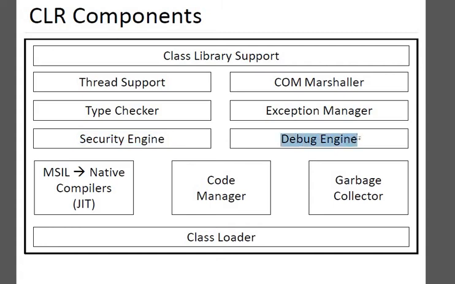Then after, the debug engine. An application can be debugged during runtime using the debug engine. There are various debug interfaces that are used to track the managed code of the application that is being debugged. Managed code is developed using the .NET Framework and with the help of the CLR.